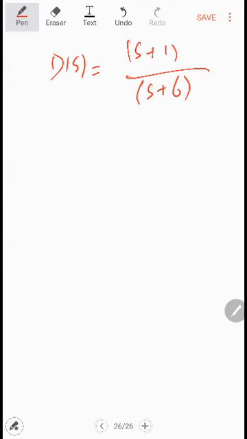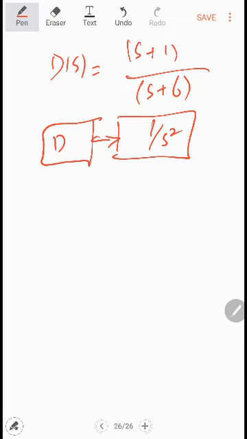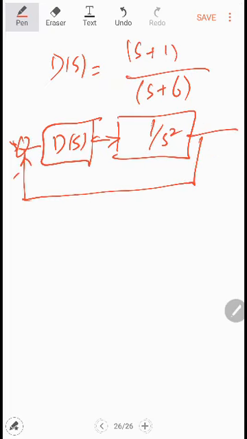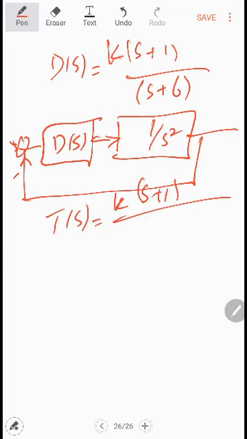So we have to add this to the controller transfer function. We have the plant transfer function, which is equal to 1 over S square. So we add another block, which is equal to D of S. We have the comparator over here, so this is minus, and this is the closed loop transfer function. Now if we draw the total forward transfer function, let's say with gain k, this will be equal to k times S plus 1 divided by S square times S plus 6.